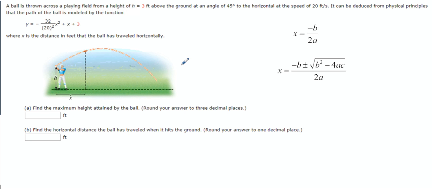Hello. Today we're going to solve two problems that involve finding the maximum of a quadratic function. So let's read our first problem.